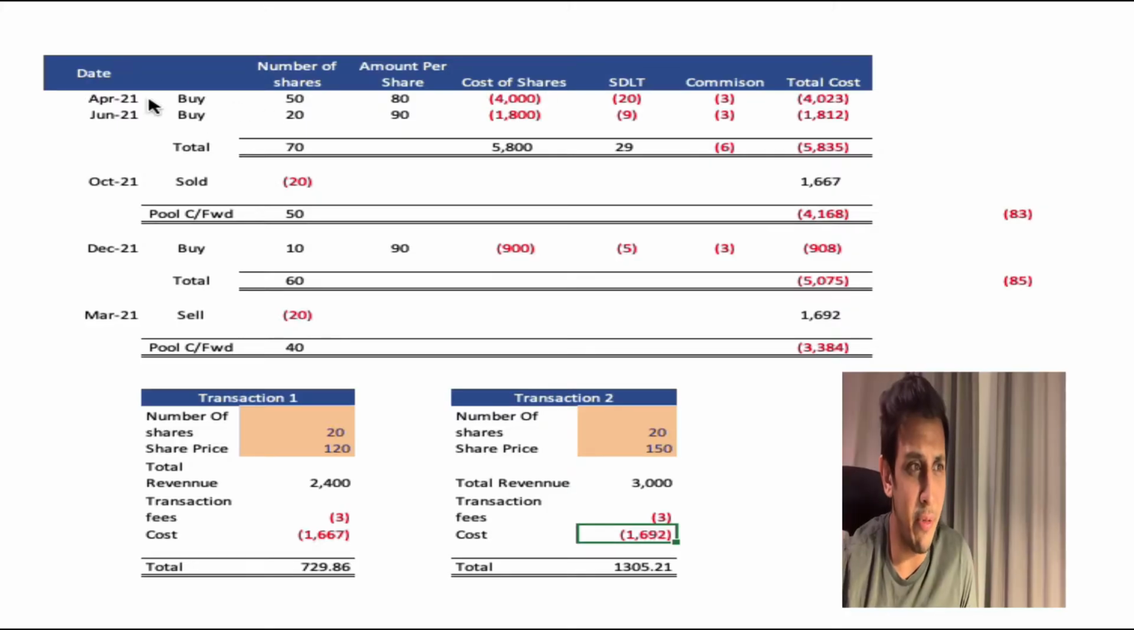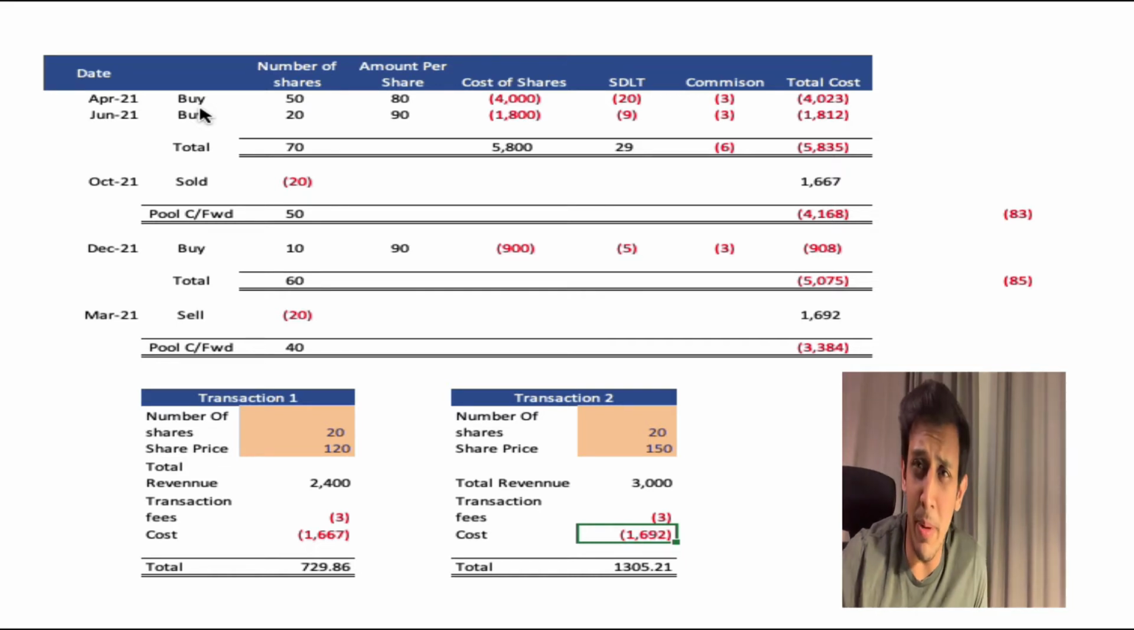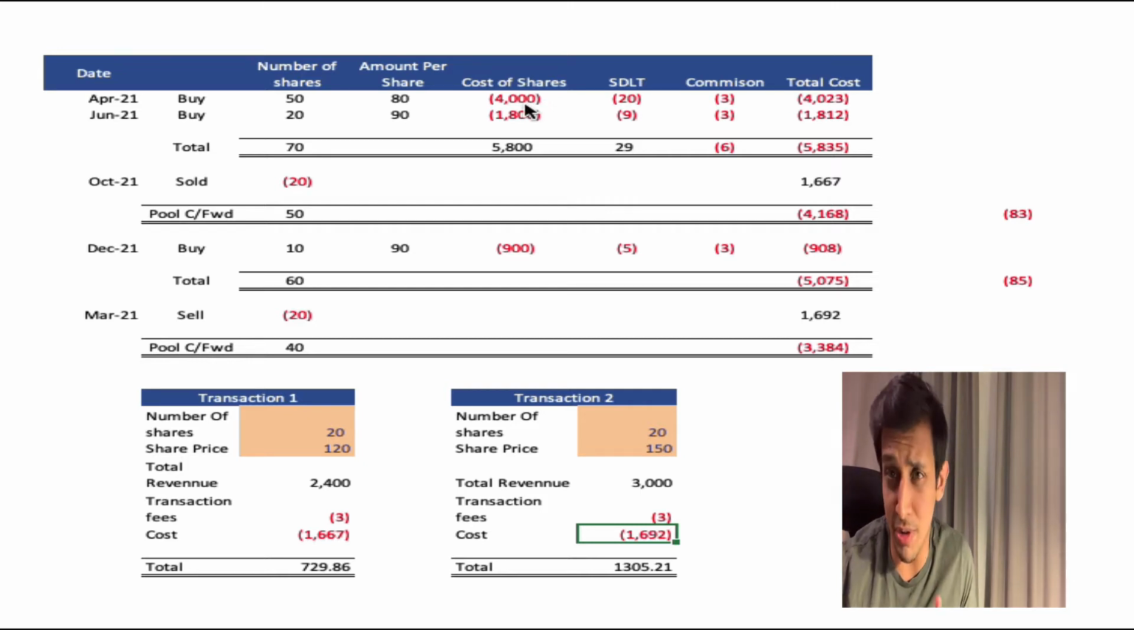Here I've listed some transactions of us buying and selling throughout the year in this company, which we see as being massively underinvested and way below its intrinsic value. In April, we buy 50 shares at £80 a share, so our cost of shares is £4,000. On UK shares, we have to pay stamp duty, which is 0.5%, equating to £20, and then there's a commission charged by our broker, in this case £3, so our total cost is £4,023.